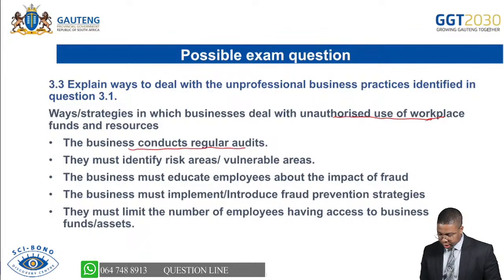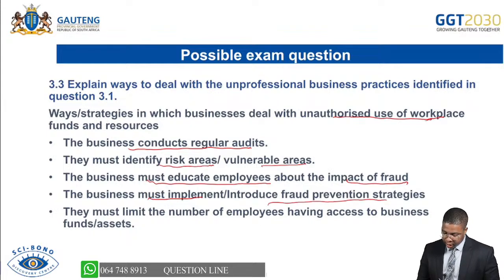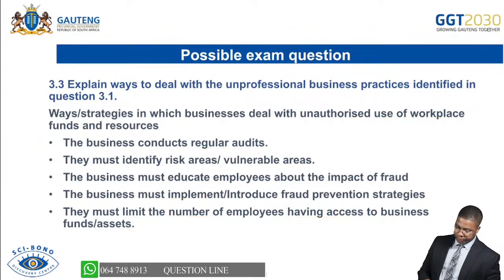The business should conduct regular audits. They must identify risk areas or vulnerable areas, and the business must educate employees about the impact of fraud, and the business must implement or introduce fraud prevention strategies. And also, they should limit the number of employees having access to the business funds. Not everyone should be allowed to have the credit card or any financial access that may affect the business. So you can know 4 points there and you will be sorted.